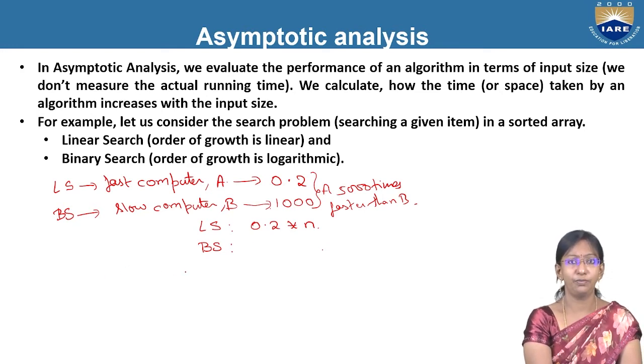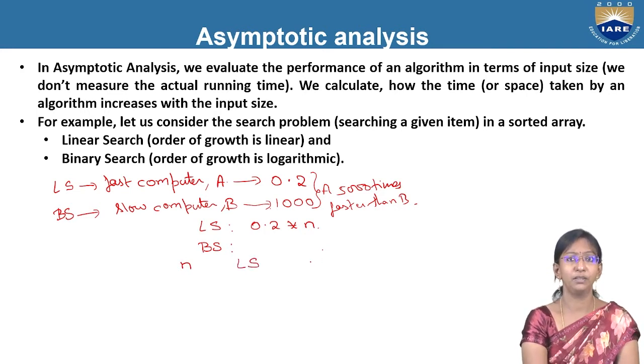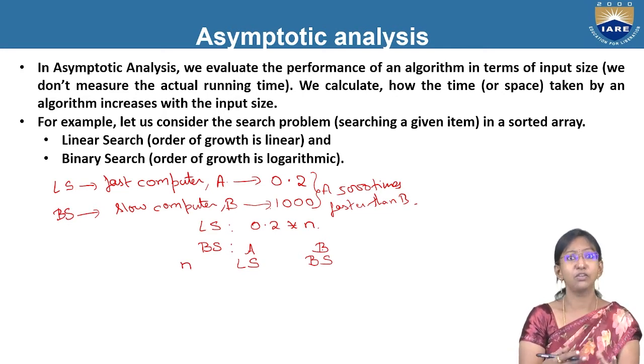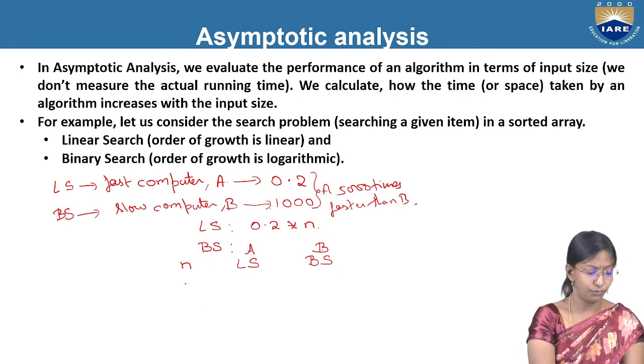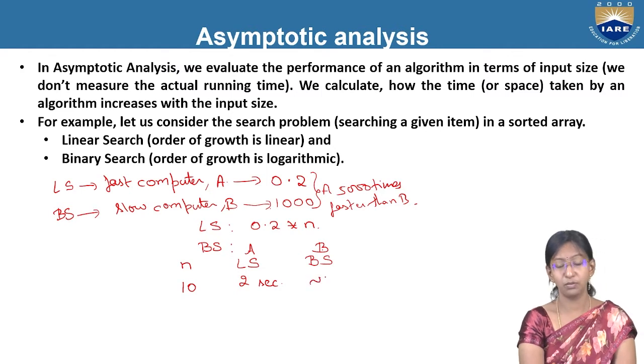Say the value of n, what n value and how LS performs and BS performs. Indirectly, I'm evaluating the system A and the system B, where system A is a faster system and B is a lighter, that is slower system. If my data size, the number of inputs which I take, if the value of n is 10, then A will take just 2 seconds, whereas binary search will take approximately 1 hour.